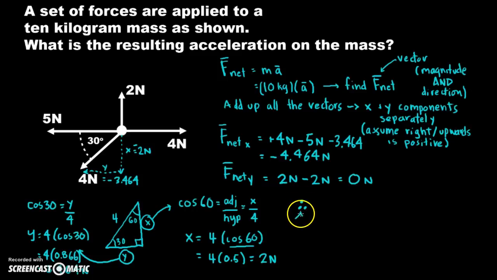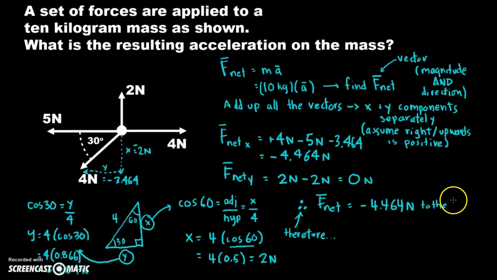So therefore, by the way, this is a symbol for saying therefore, dot, dot, dot. F net, my total F net, is equal to negative 4.464 newtons to the left. That's basically what I'm doing. I'm going straight to the left.